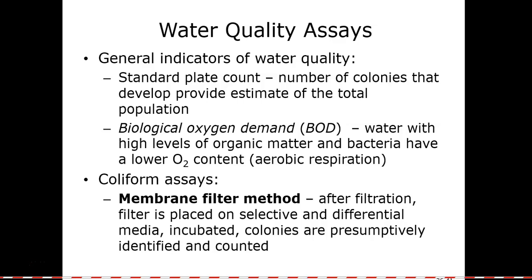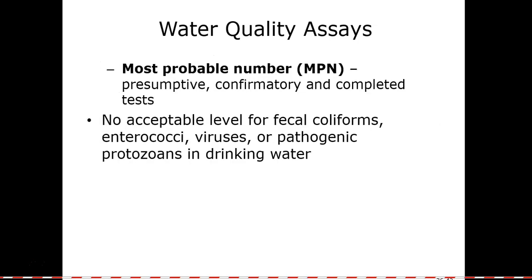There are also coliform assays. We have the membrane filter method. And this is basically where, after you filter a sample of water, you place the filter membrane on an agar dish and you incubate it, and you're able to identify and count the number of colonies that were in that filtered sample. We also have what's known as the MPN, or most probable number. And this is a series of presumptive, confirmatory, and completed tests that analyze a sample of water to establish the estimate of the number of coliforms in that water sample. There is no acceptable level for any of those waterborne pathogens or coliforms in drinking water.